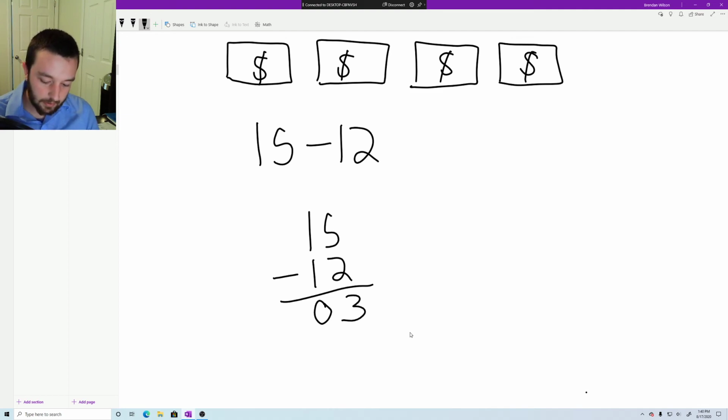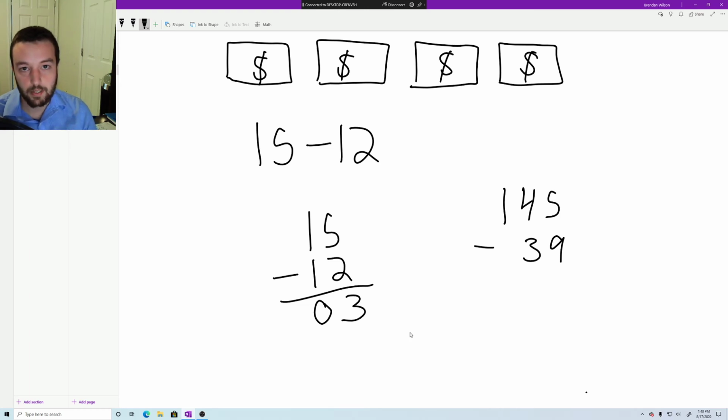Let's think about 145 minus 39. I lined up the place values already, just like we should. But when we go to do that first one, we're trying to do 5 minus 9. And we're not talking about negative numbers yet. We're only looking at whole numbers. So this doesn't really work. So what do we do?